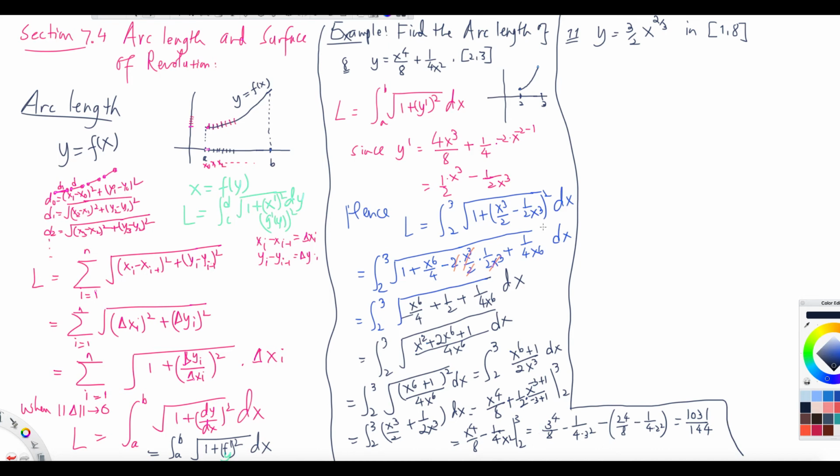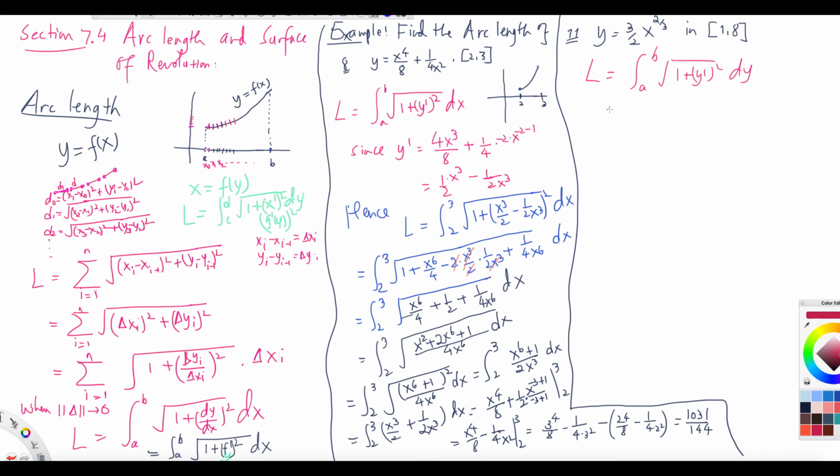This example is example number 11 from your book. That is y equals 3/2 x to the 2/3 in the interval 1 through 8. Actually you don't need to draw the graph, because we know this is not a line, this is a curve. So what is the formula for that? The formula is L equals integral from a to b of the square root of 1 plus y prime squared, and then dx, right? That's the formula.